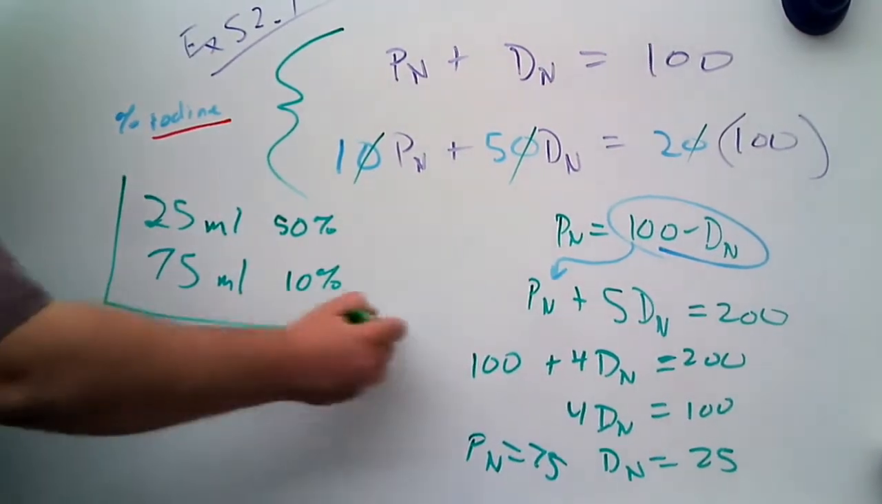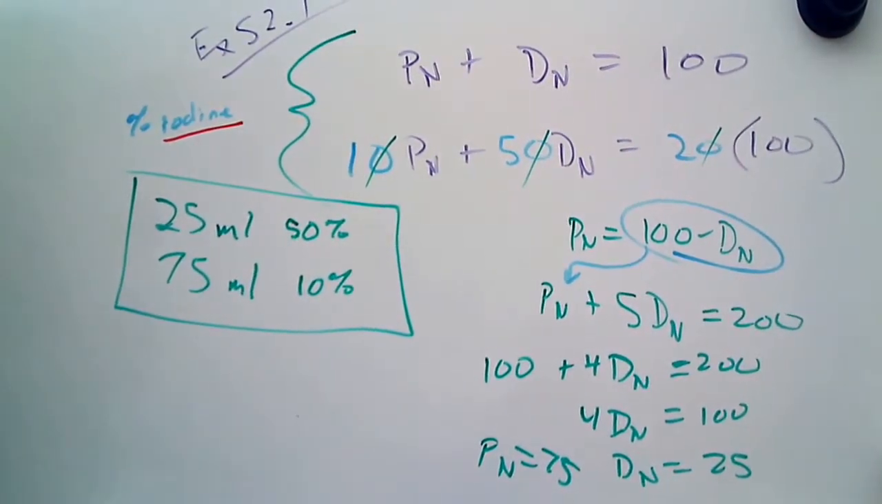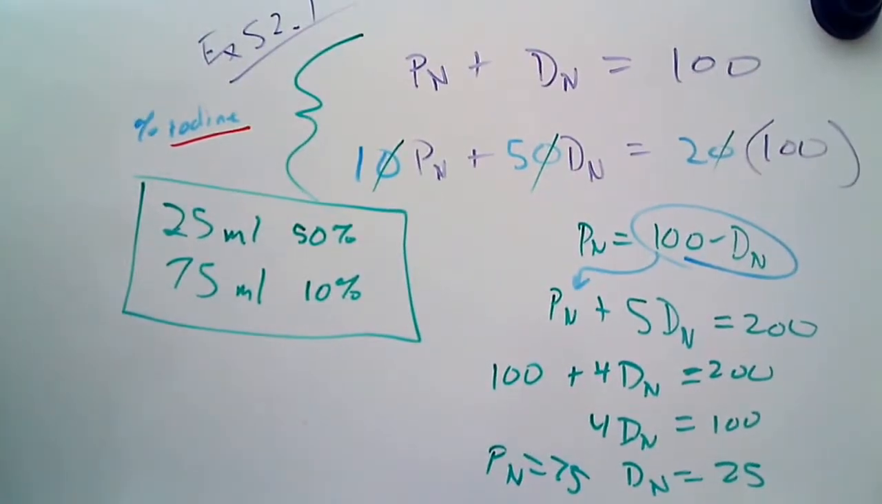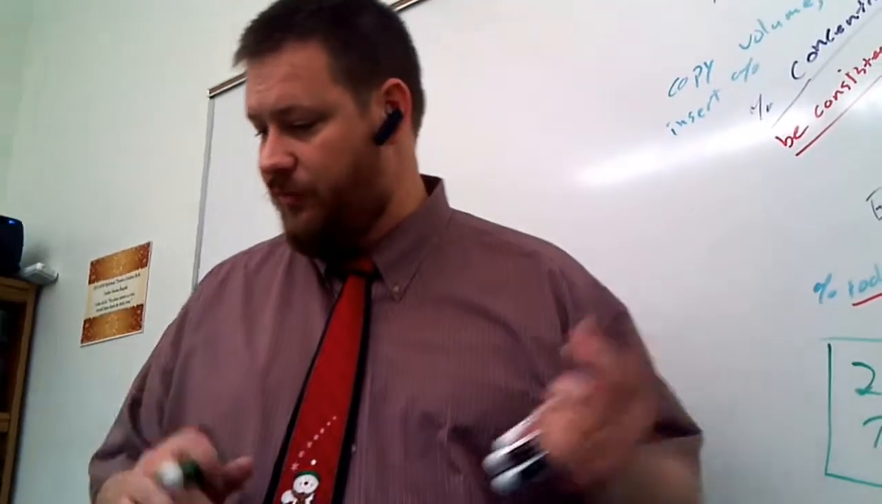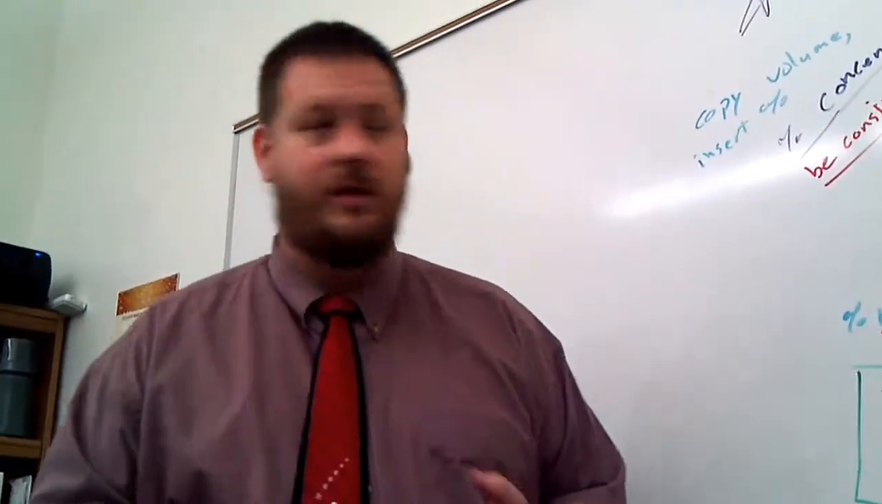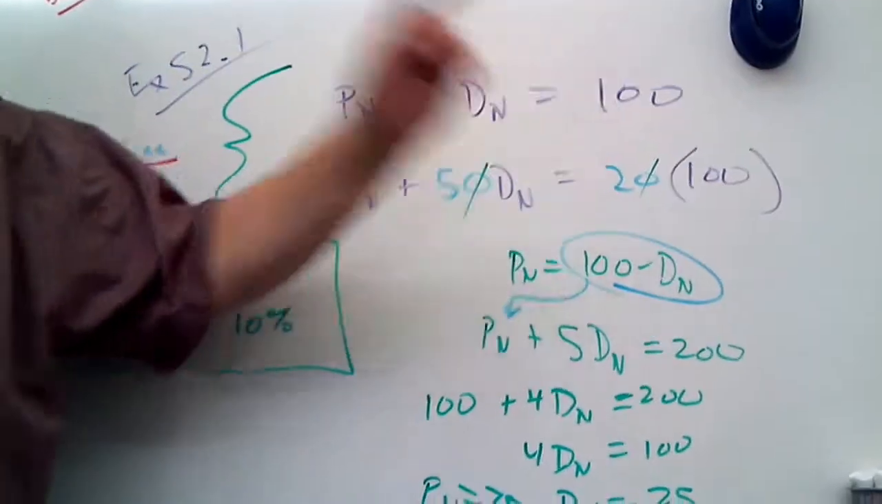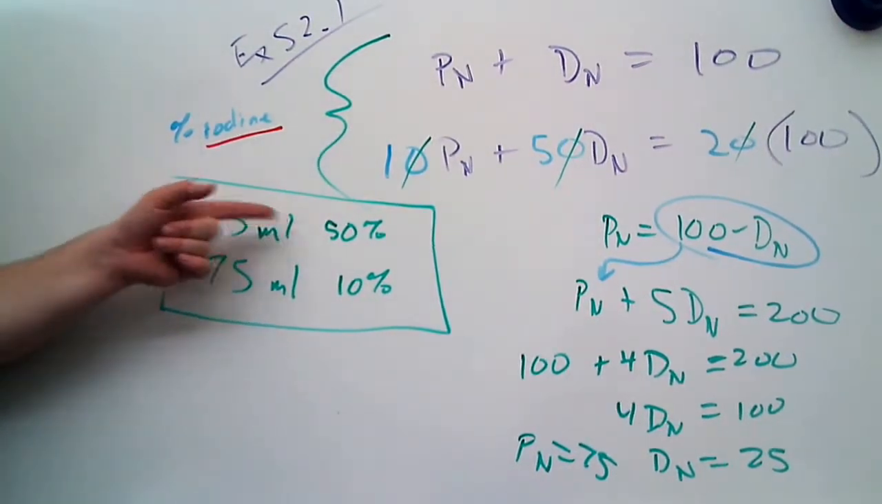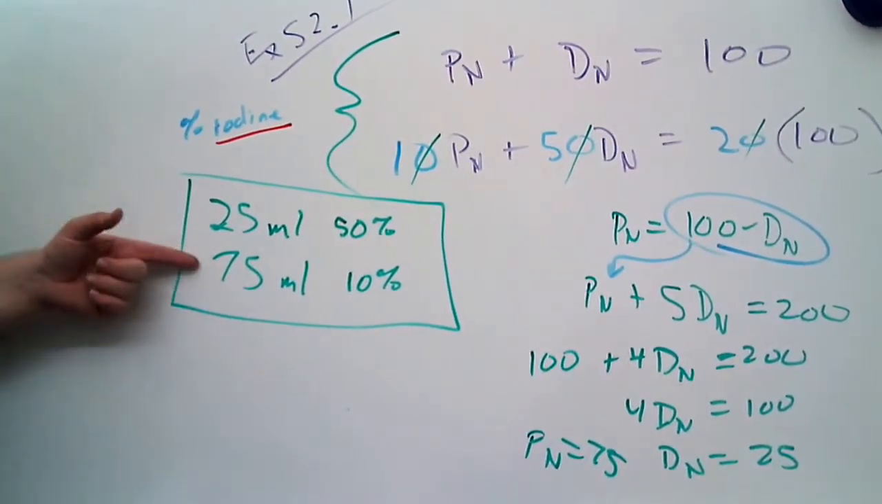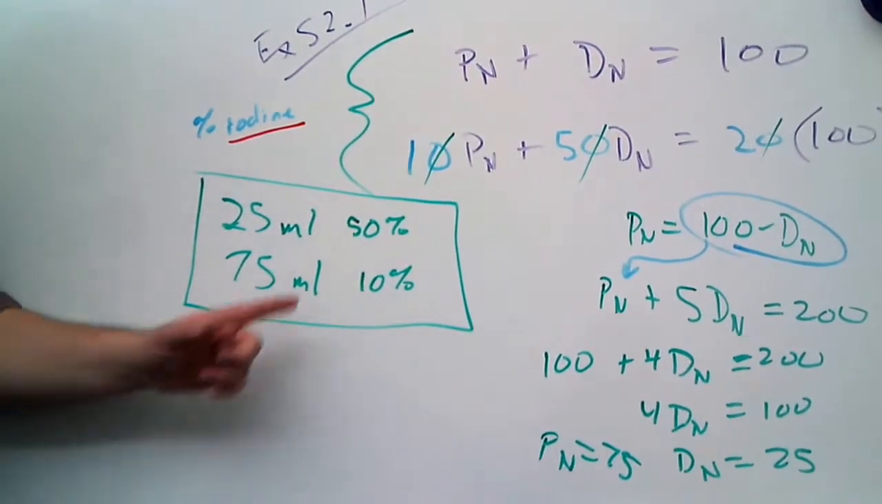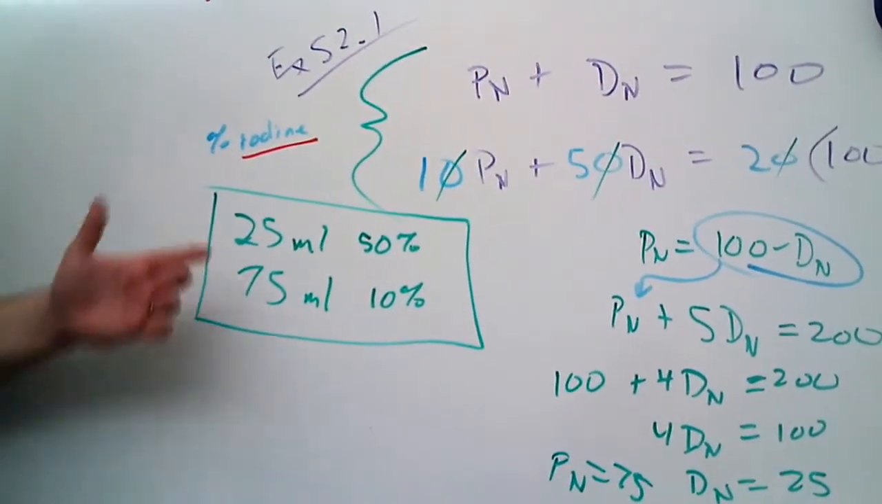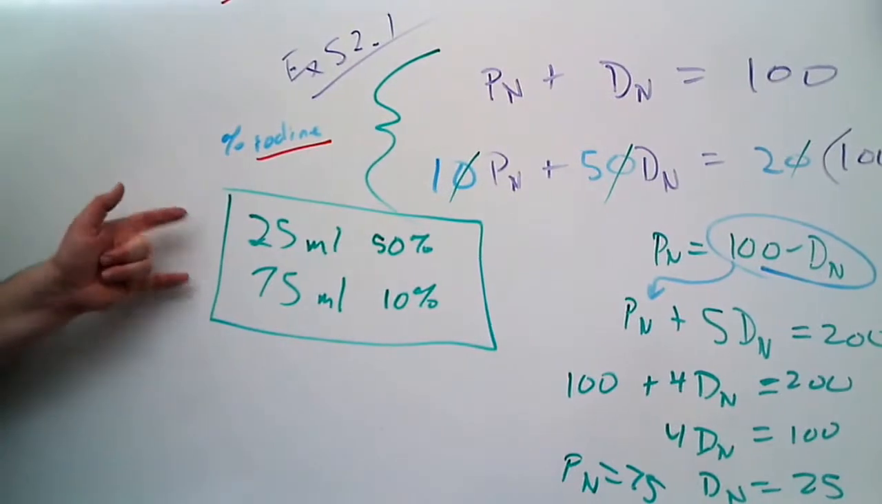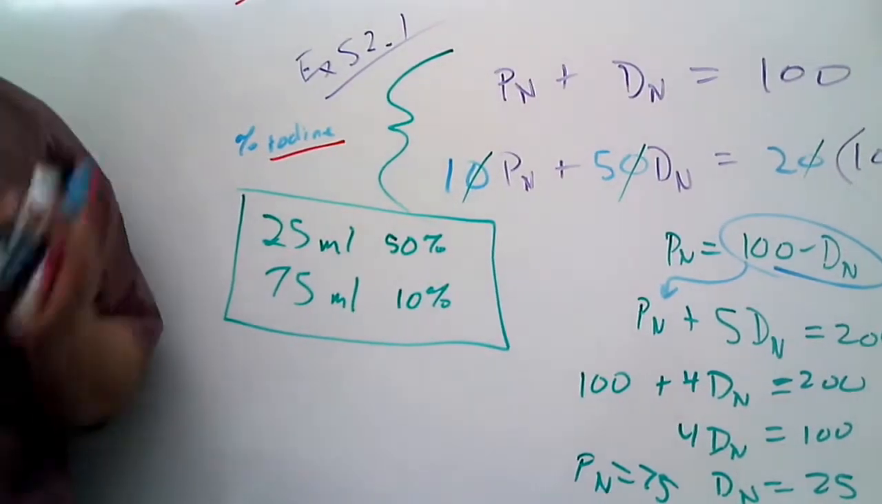And so now I have an answer that is meaningful. Because the question is, how much of each solution, there's a 10% solution and a 50% solution, how much of each should the druggist use to get 100 milliliters of 20%? Well, he needs to use 25 milliliters of the container that has the 50% solution, and he needs to use 75 milliliters of the container that has the 10% solution. And now we have clearly given an answer to the question. We have solved this druggist's problems.